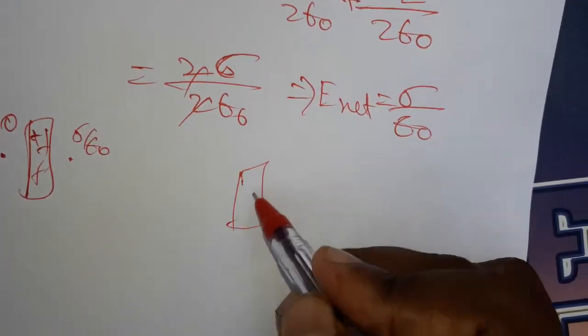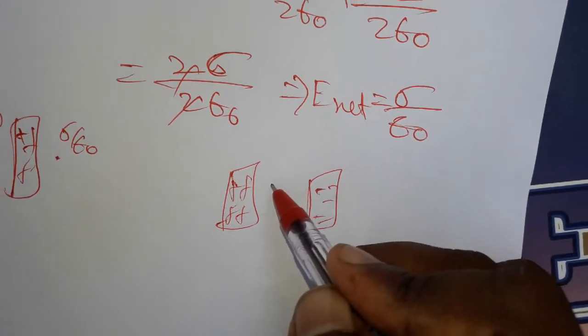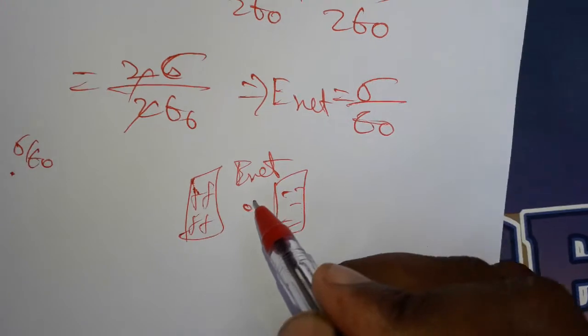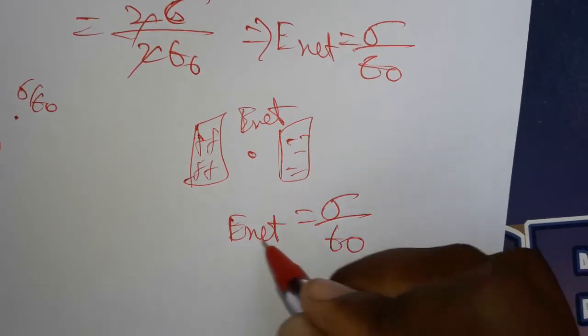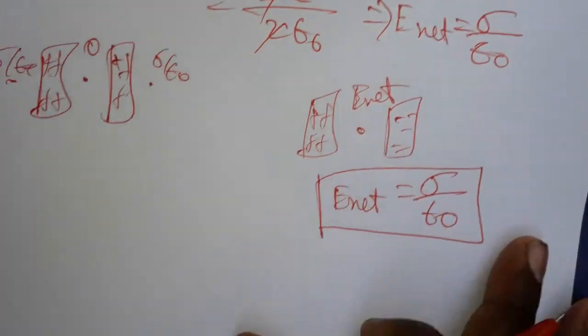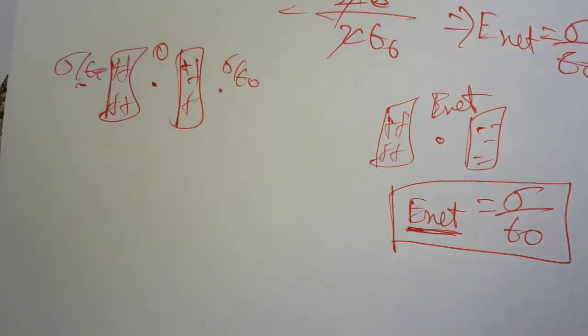As we know, one is plus and another one is minus. From this we conclude that at the center, where one is plus and one is minus, E net value will be sigma divided by epsilon naught. So this we got.